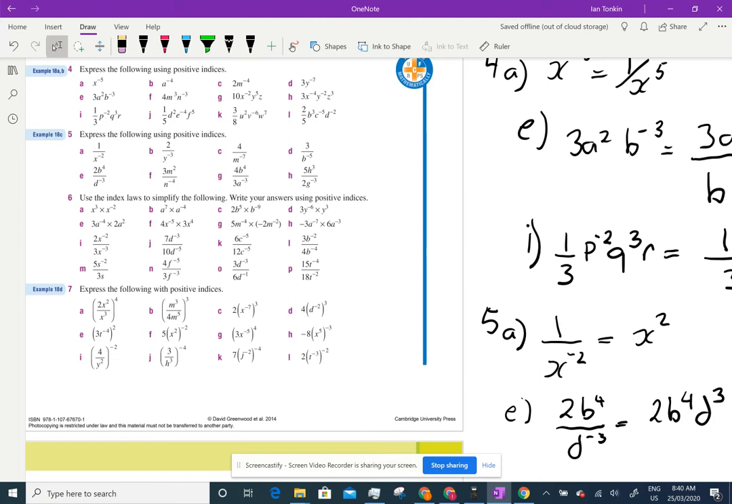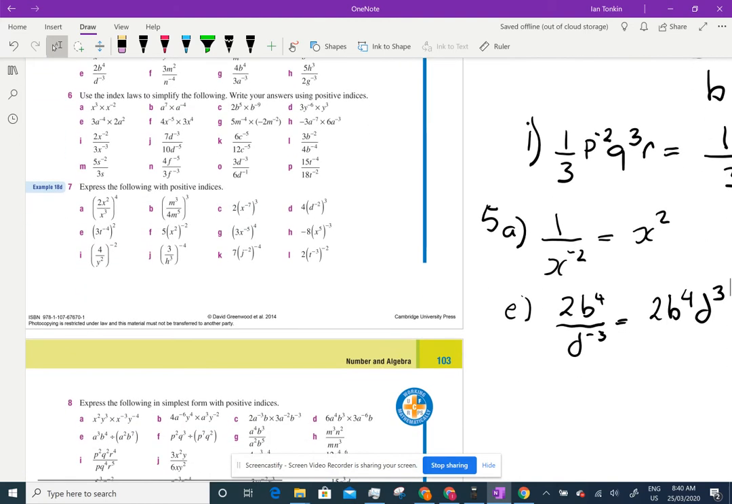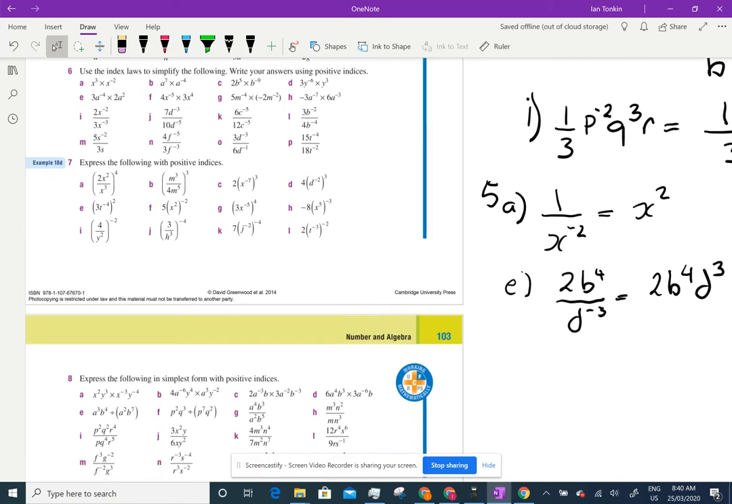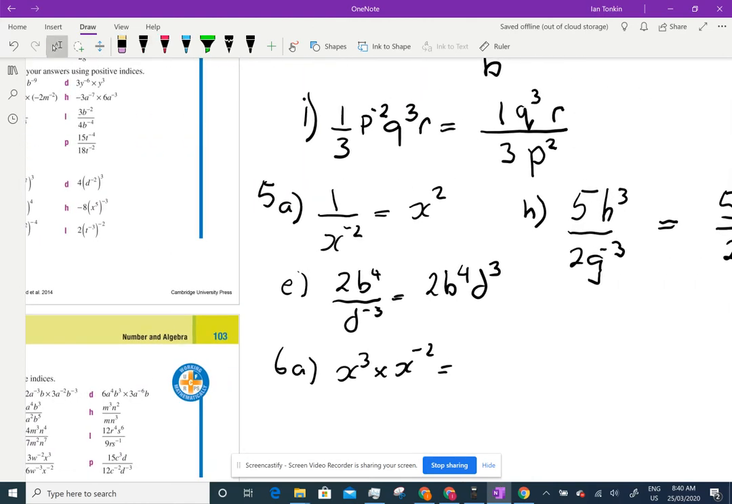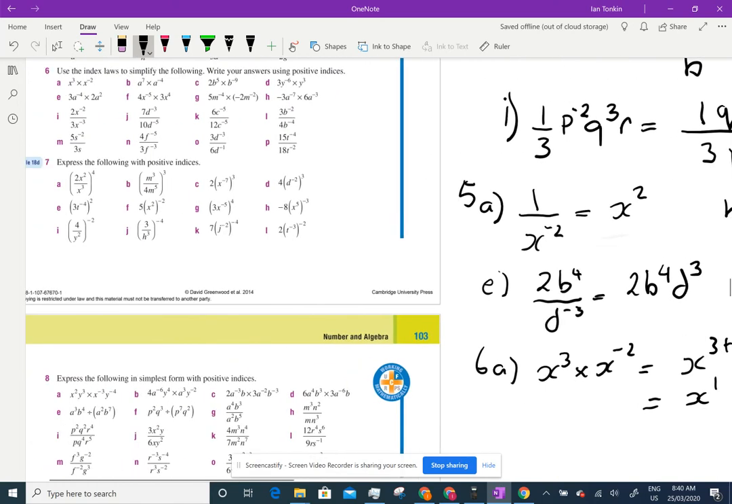Well, these are easy. 6. We're just going to use positive integers. So these are pretty easy. Now you can do the multiplication first, do the addition first, or do the subtraction first, and then tidy it up at the end. So that's what I'm going to do. So 6a. X cubed times x to the negative 2. Well, we add the powers. 3 plus negative 2. I'd do it in my head. That's just x to the 1.